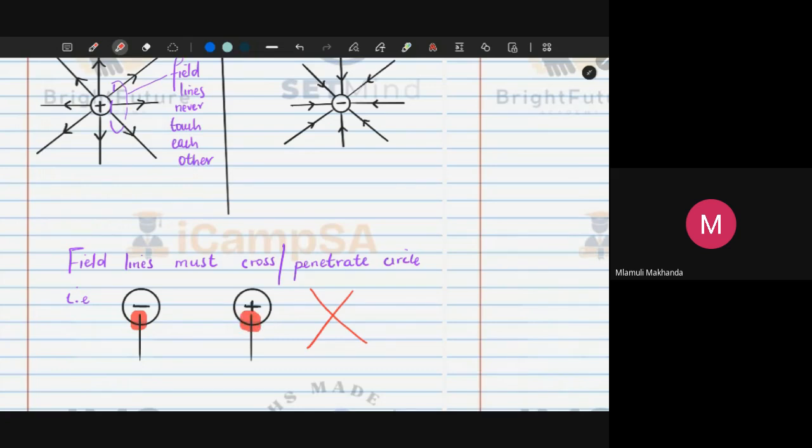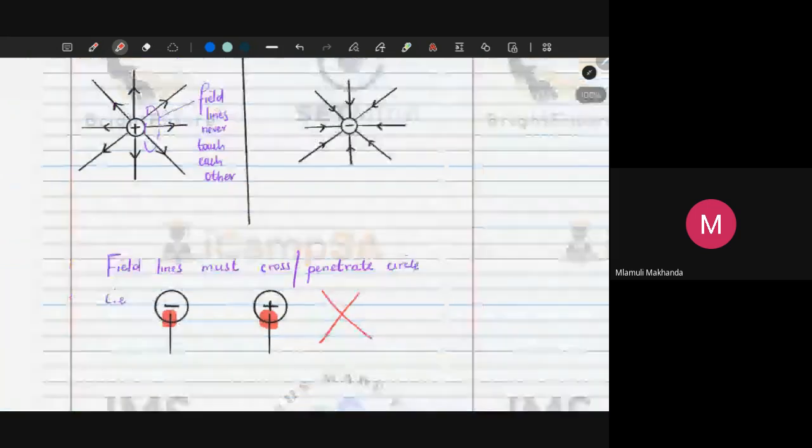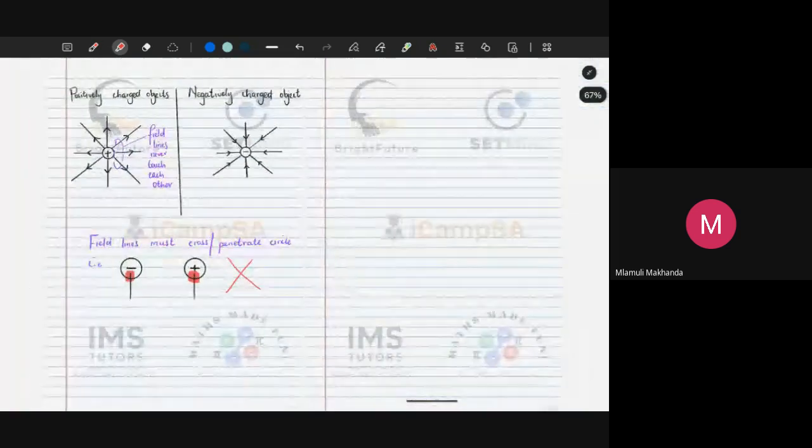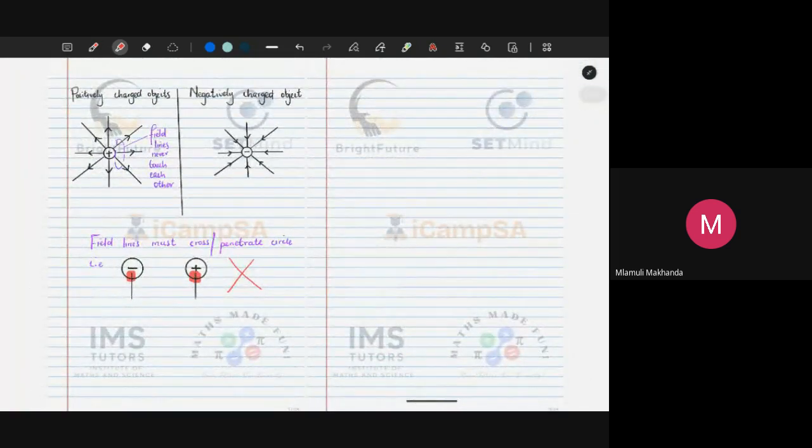That is very wrong. So whenever you draw your field lines, they must not cross or penetrate the circle, and they must never cross one another. Right? That's one thing about field lines. Very important.